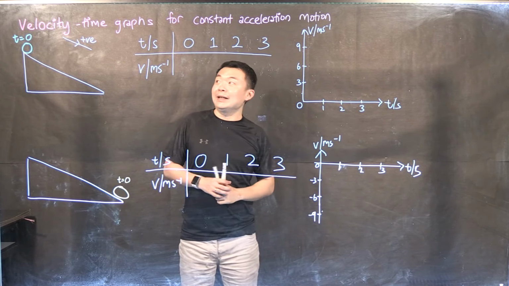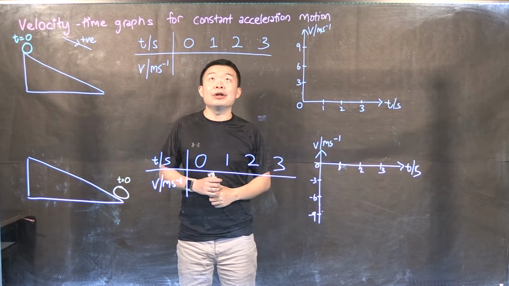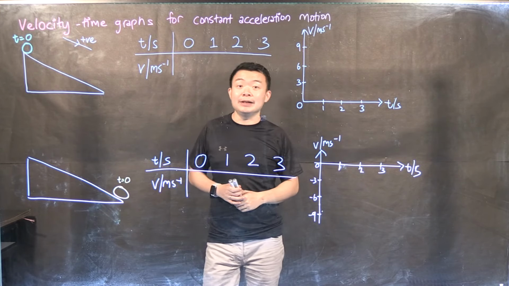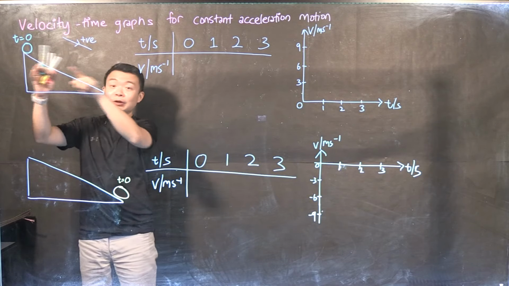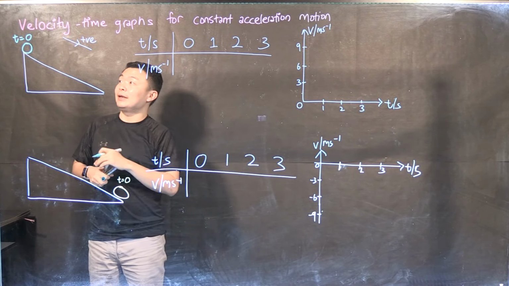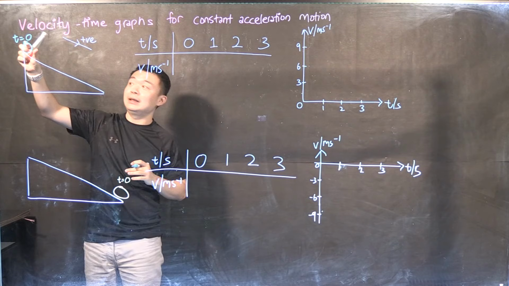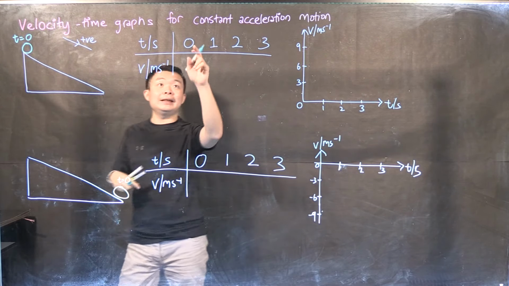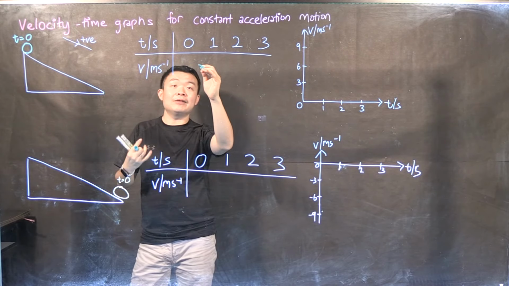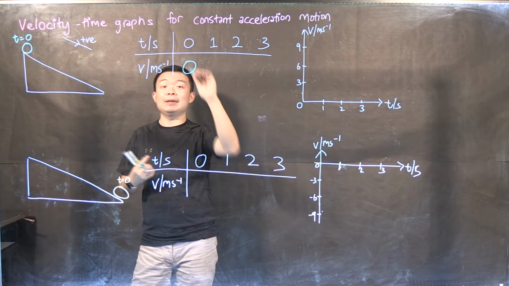Hi, today we are going to look at the velocity time graphs for constant acceleration motion. So imagine you have a slope over here and you have a ball right at the top of the slope and it starts at rest. So at t equals 0, the velocity of the ball at rest should naturally be 0.